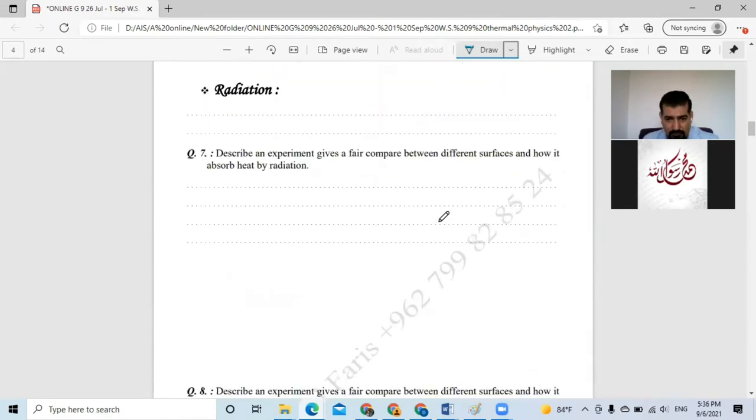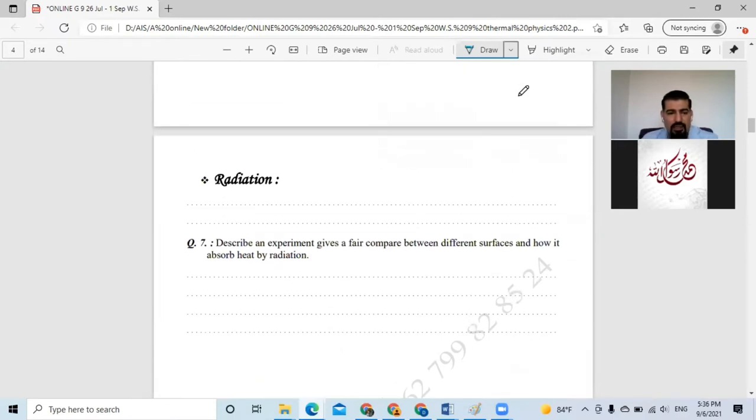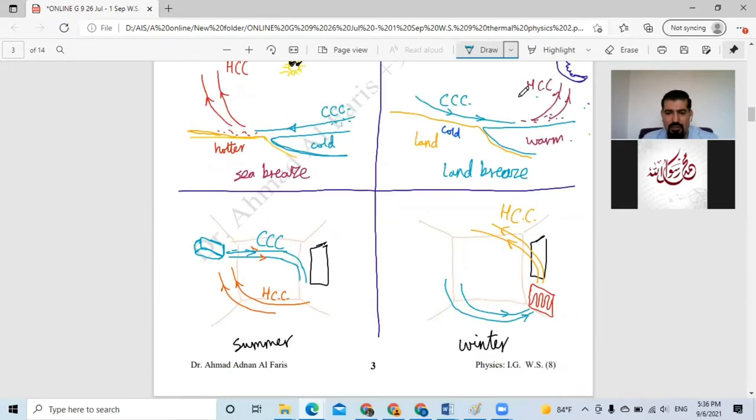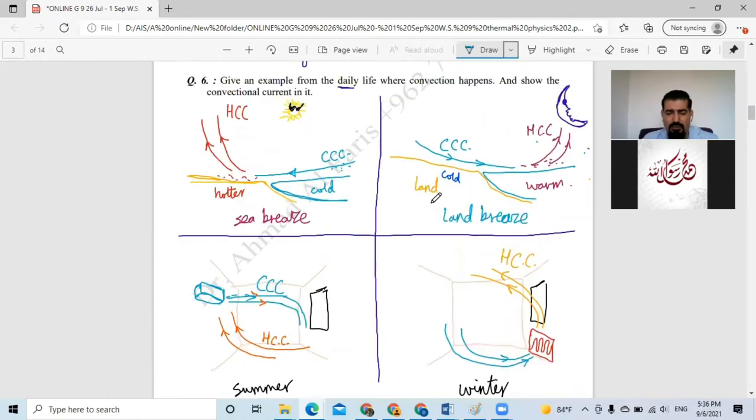Let's move on. Any question here? Is it clear? Is this clear, the four examples?